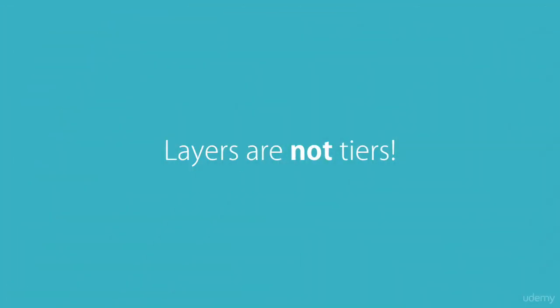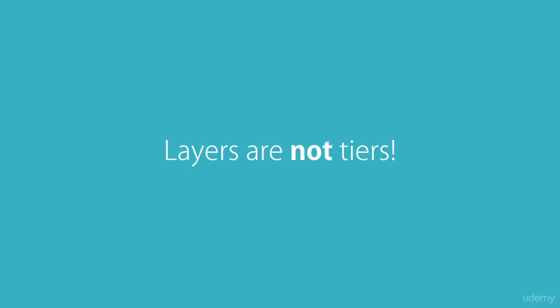Tiers are about the physical distribution of your software. So, when you distribute different pieces of your software to different machines, that means you have multi-tiered architecture. As an example, web applications often have three-tiered architecture. So we have the client machine, where the browser is running, we have the web server, and we have the database server. Now, of course, all of these can be on the same machine, but they can also be distributed to different machines. So this is tiers.